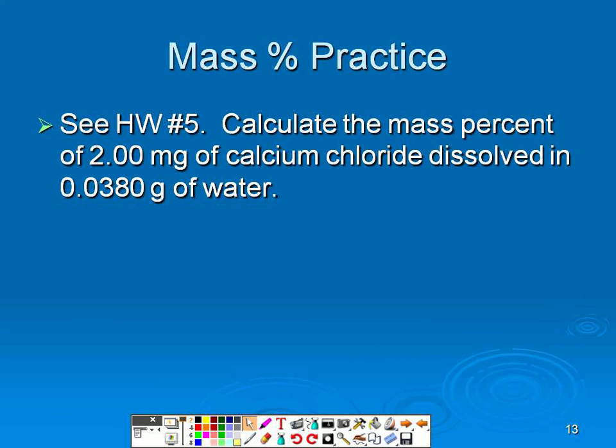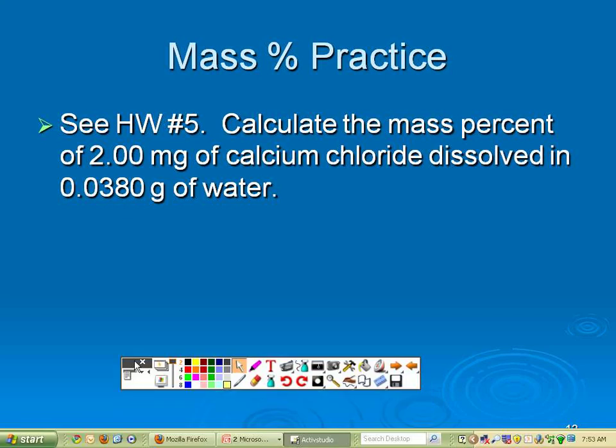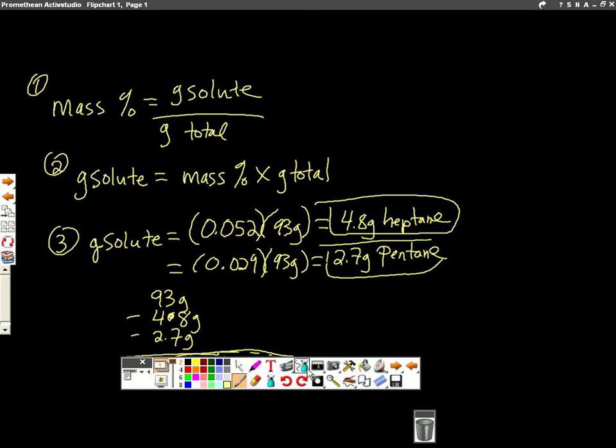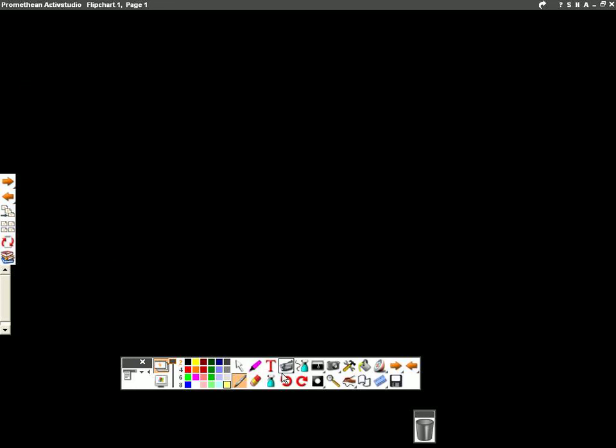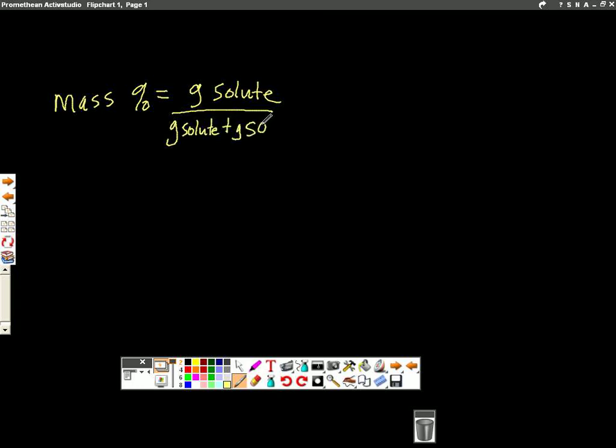So we're going to do homework number 5 and calculate the mass percent of 2 milligrams of calcium chloride dissolved in 0.0380 grams of water. The first thing we need to do is write down the formula. The formula is mass percent equals the grams of solute divided by the grams of the solute plus the grams of the solvent, and I abbreviate solution as SOLN, times 100.